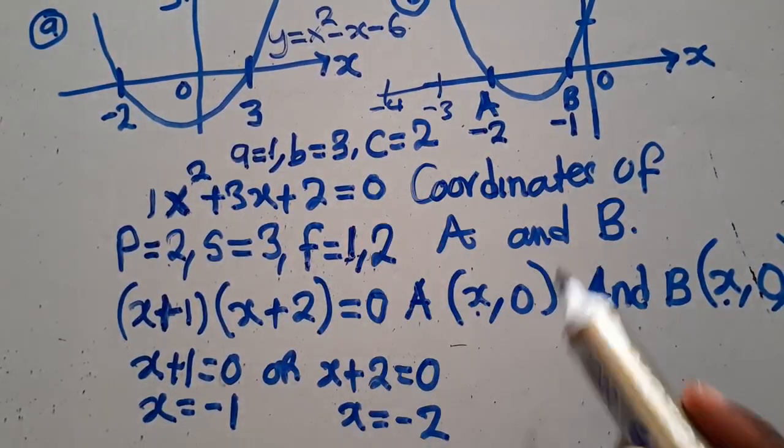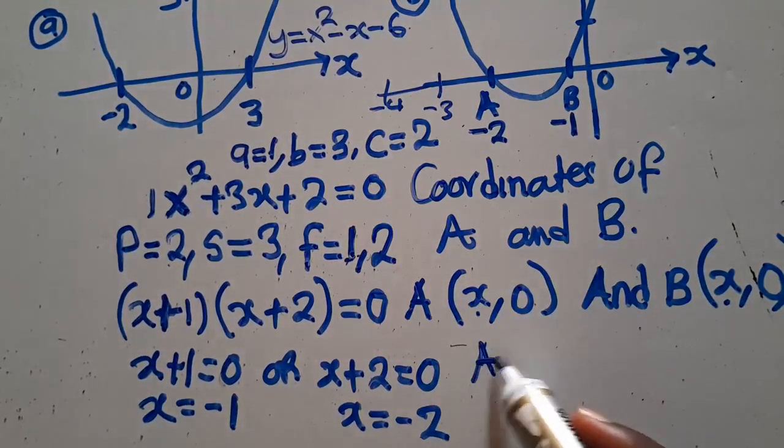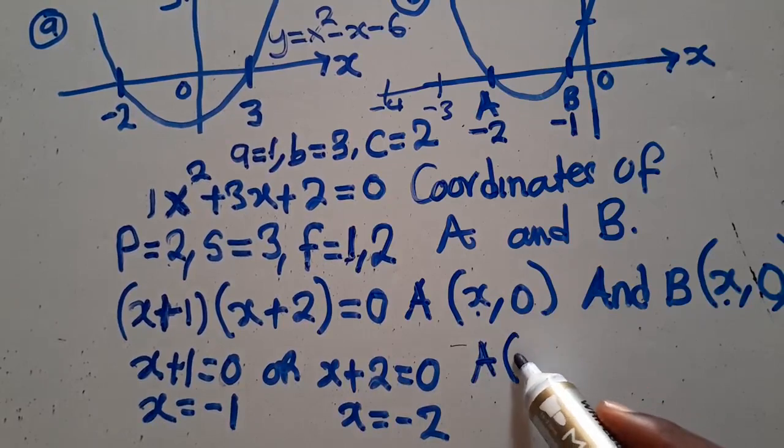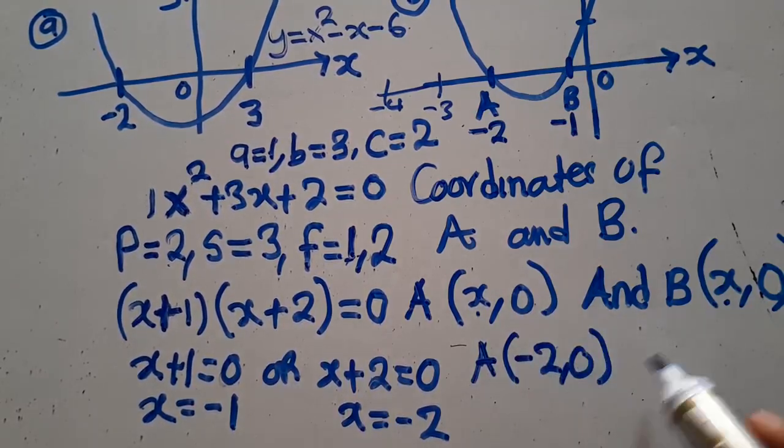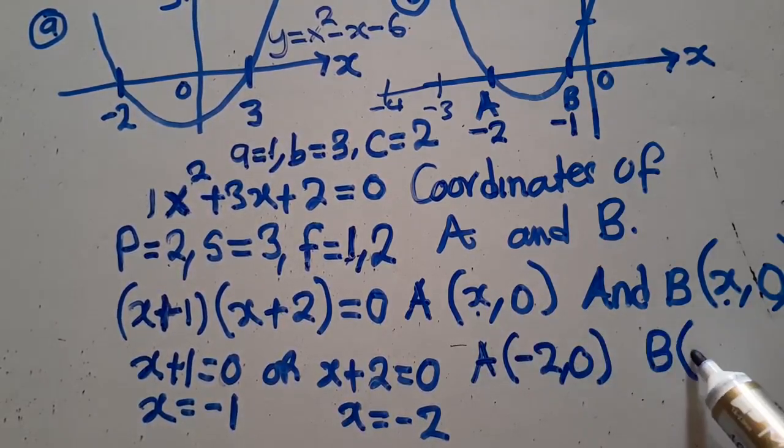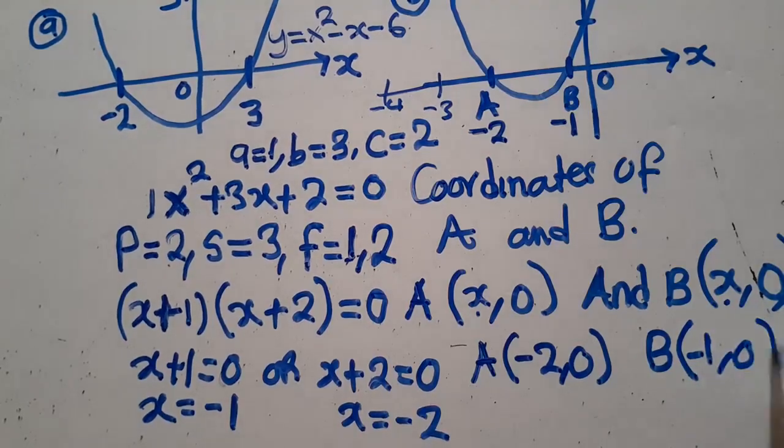So it means at A, we've got what? Negative 2. So negative 2, 0. At B, what do we have? Negative 1, 0. These are the coordinates. This is how you need to find the coordinates.